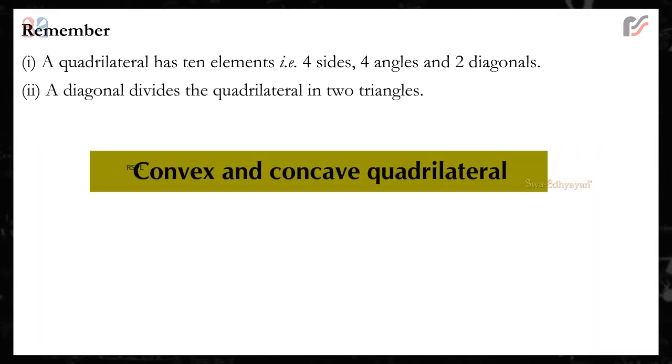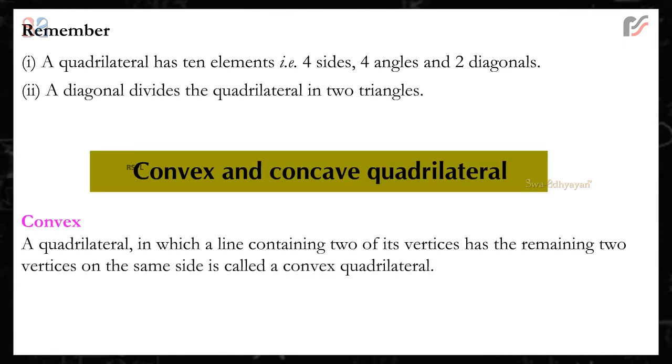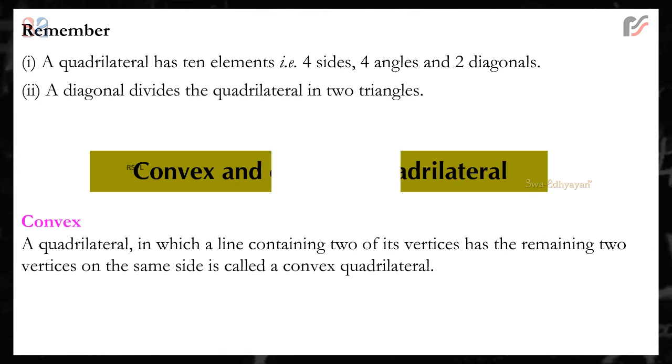Convex and concave quadrilateral. Convex: a quadrilateral in which a line containing 2 of its vertices has the remaining 2 vertices on the same side is called a convex quadrilateral.